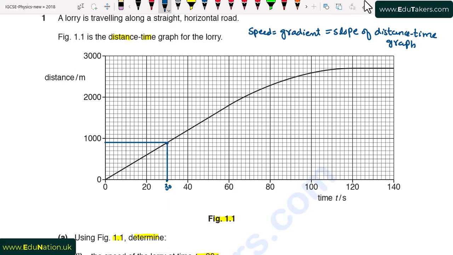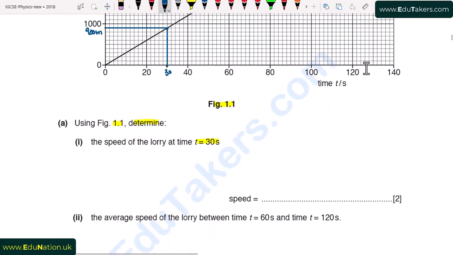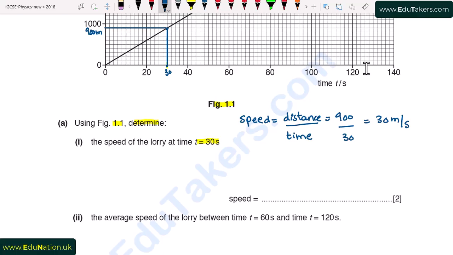So the distance at this point is 900 meters, and when we have to find the speed, I write here: speed is equal to distance divided by time. Here distance at 30 seconds is 900, divided by 30, and it comes to be 30 meters per second. So the speed at time t equal to 30 is 30 meters per second.